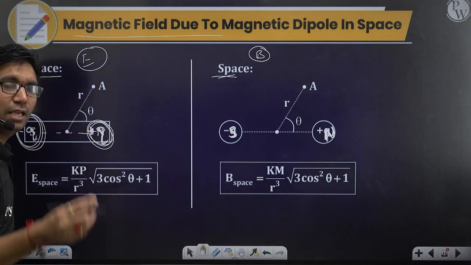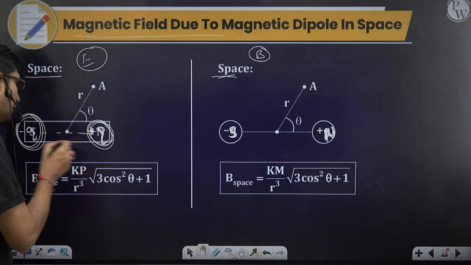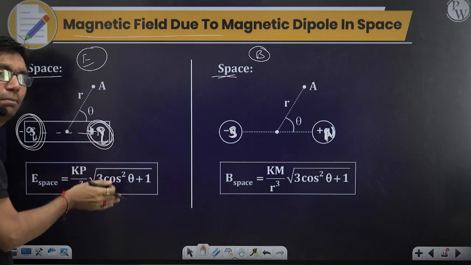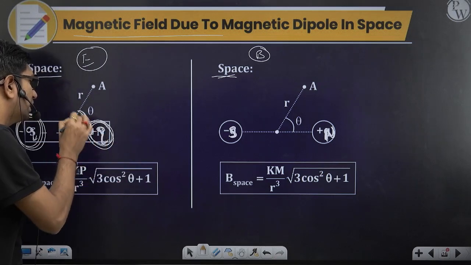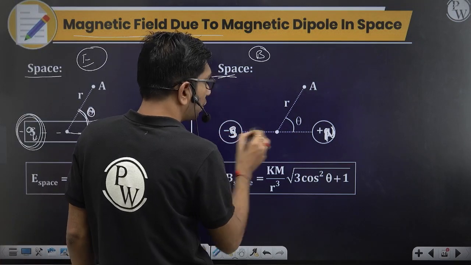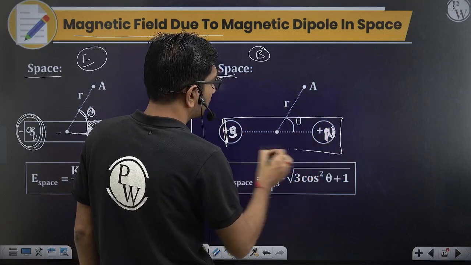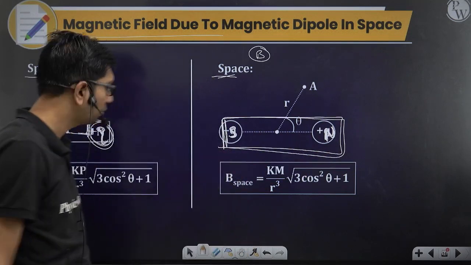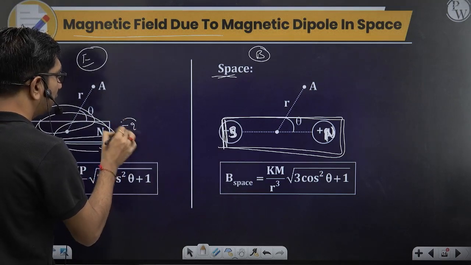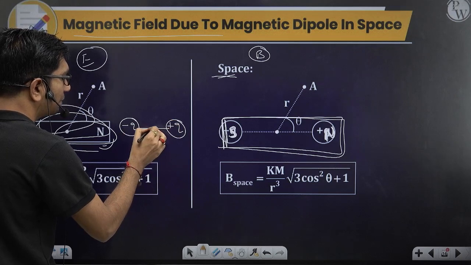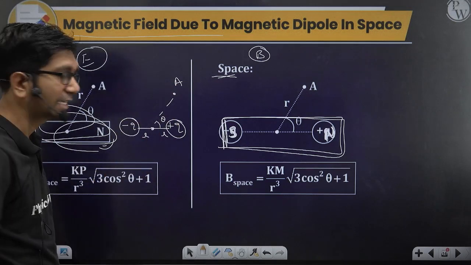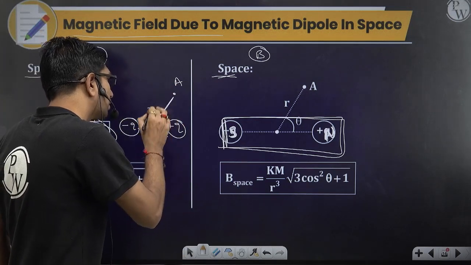This is an electric dipole I have taken. You have to calculate the electric field intensity due to this dipole at any point in space. Let us assume that it is making some angle theta. This is a south pole, this is a north pole. So here is a bar magnet. Draw properly, beta. This is negatively charged, this is positively charged. The distance separating them is 2L. At this point A, you have to find the electric field intensity. This distance is small r.